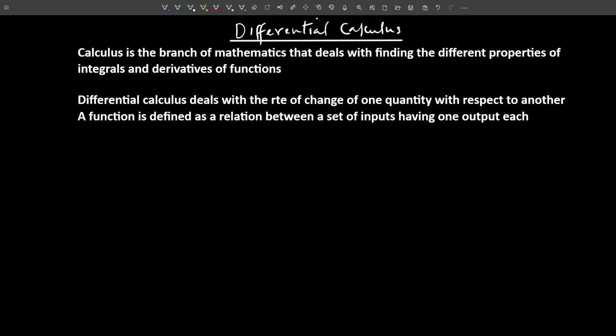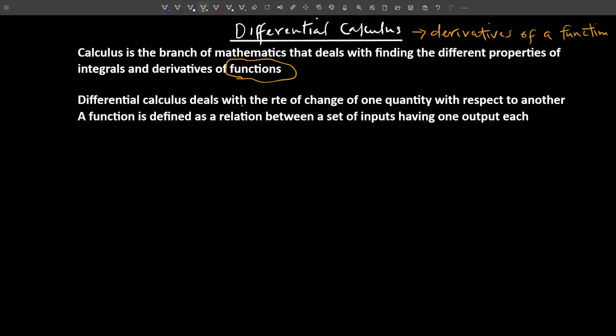Calculus is the branch of mathematics that deals with finding different properties of integrals and derivatives of functions. I'm going to be talking now about differential calculus and how to find derivatives of a function. So that's differential calculus.